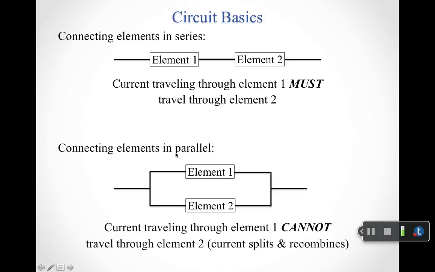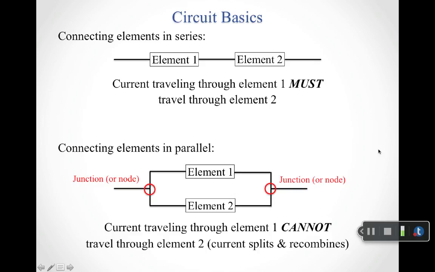The other way we can connect things is in parallel. In parallel, current has a choice because there are junctions. Here's a junction on this side, here's a junction on that side. The current comes into this junction and splits. Some of it will go across element 1, some across element 2. They'll come back into the other junction, recombine, and go out. So for circuit elements in parallel, the current that flows across element 1 can't flow across element 2, because that current split away and went through element 1 while different current split and went through element 2. Connecting elements in parallel requires a junction. Connecting elements in series means no junction.